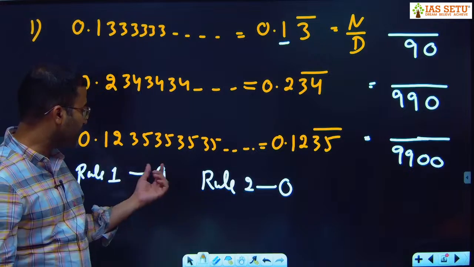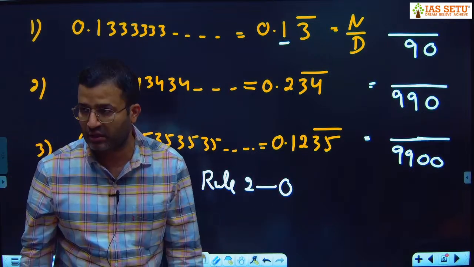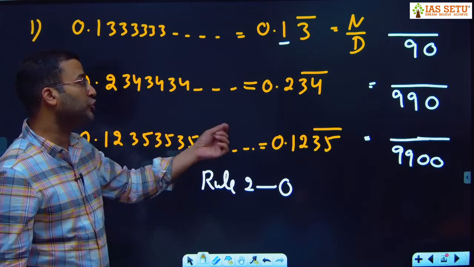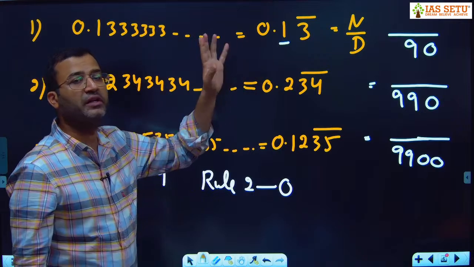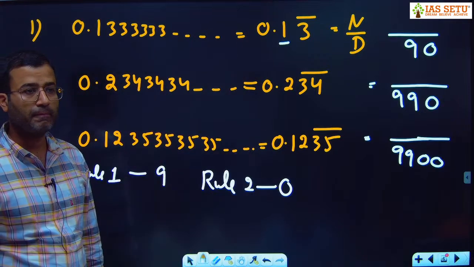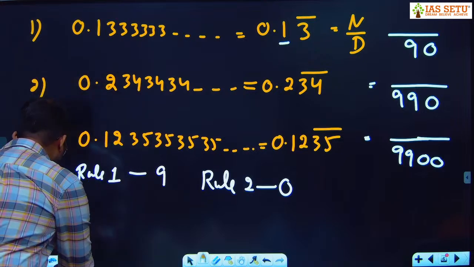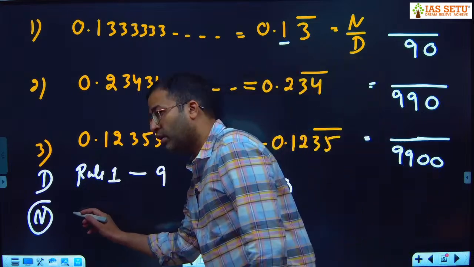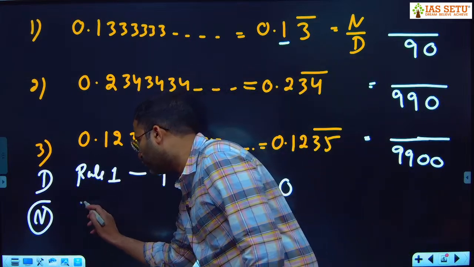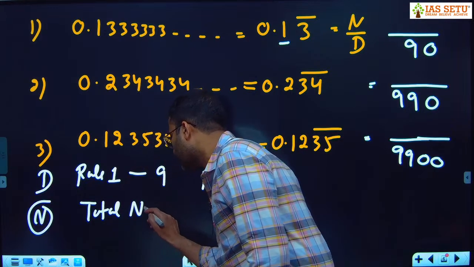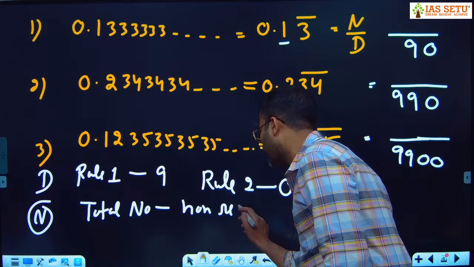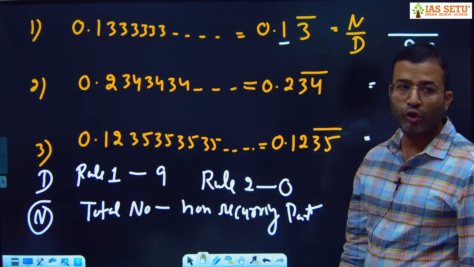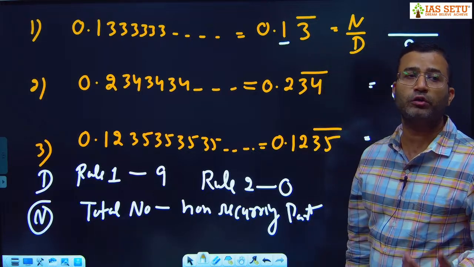I repeat, as many 9s as many digits under the bar. Okay. After that, as many 0s as many digits between the decimal and the recurring part. Now next is the numerator. For the numerator there are also two things. Write down: total number minus the non-recurring part. Total number minus the non-repeating or non-recurring part.